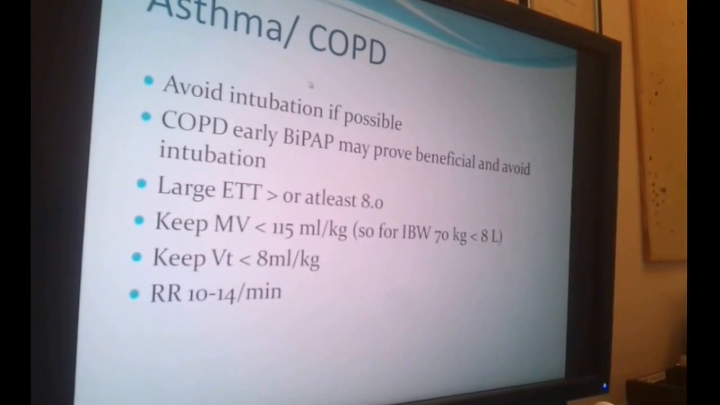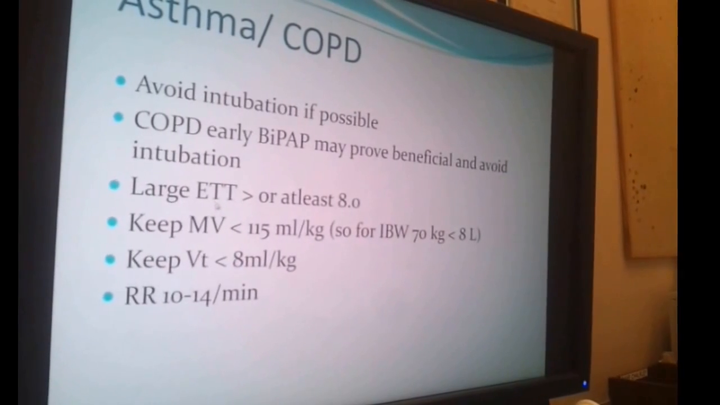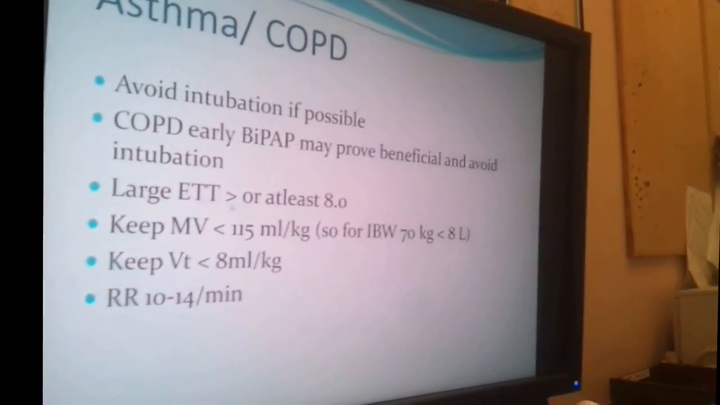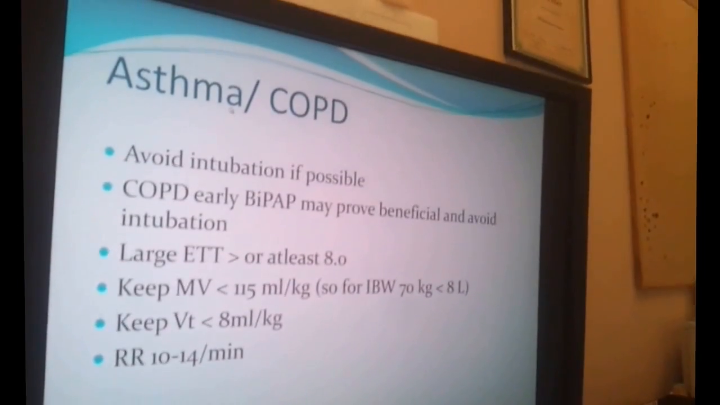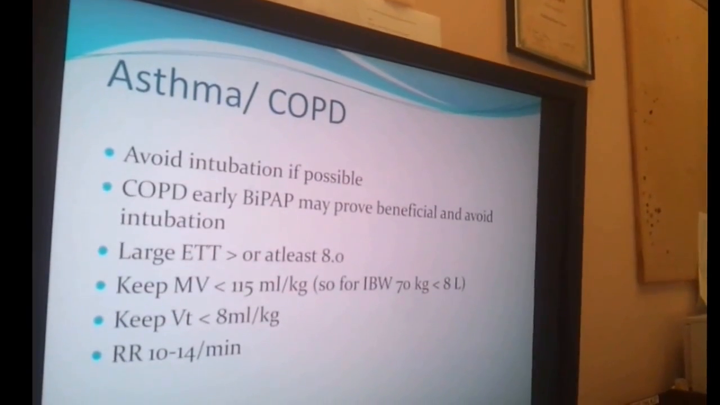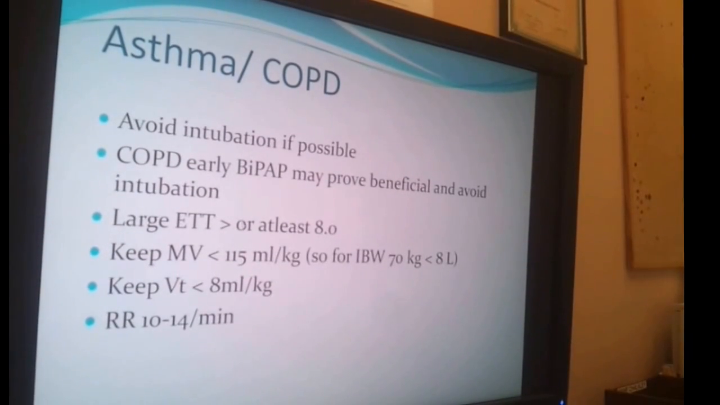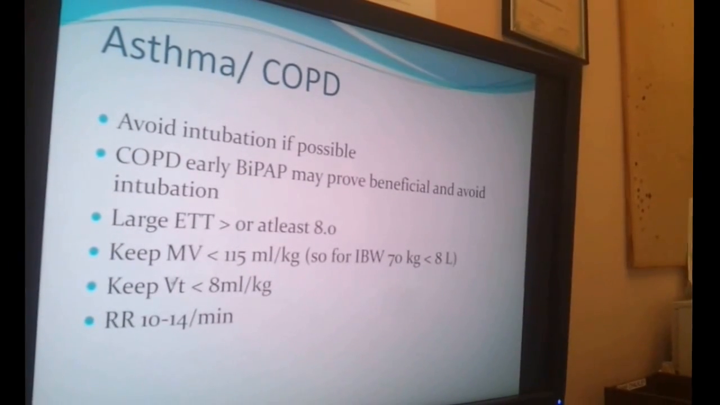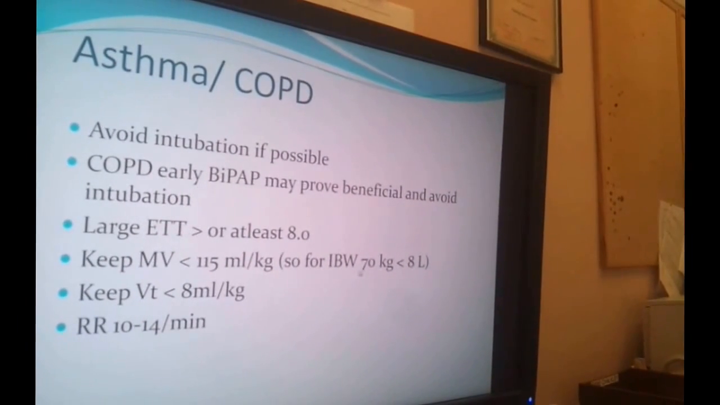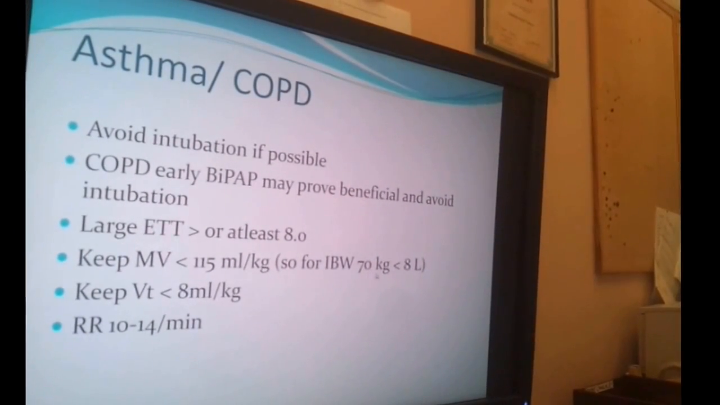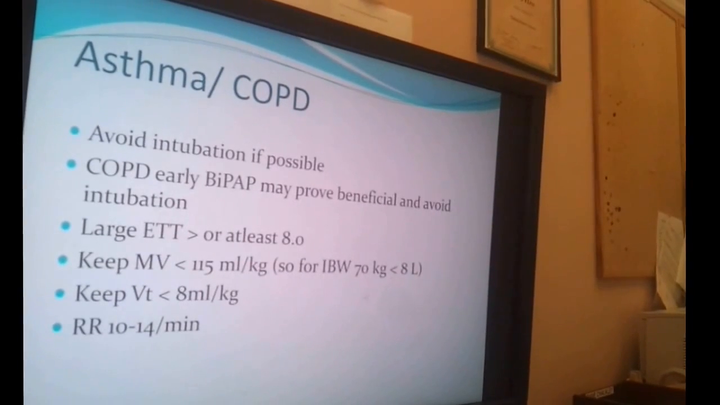In asthma and COPD, avoid intubation if possible. Put in early large ETTs if you could. Why a large ETT? Because adding a smaller size, like a size 6 ETT, to an asthmatic patient is just going to be more resistance in the tube. So the larger you can put in, the better it is. Minute volumes should be less than 115 mils per kilo. So for just a rough estimate, for a 70 kg ideal body weight, 8 liters. Just to give you an idea, between 6 to 10 you can manage.